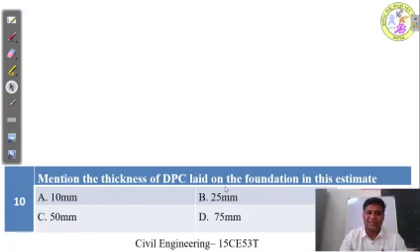Mention the thickness of the DPC laid on the foundation in this estimate. Is it A, 10 mm, B, 25 mm, C, 50 mm, or D, 75 mm? The right answer is 25 mm. So I am going to apply 2.5 centimeter thick DPC above the foundation.